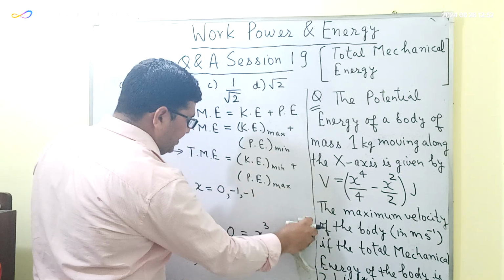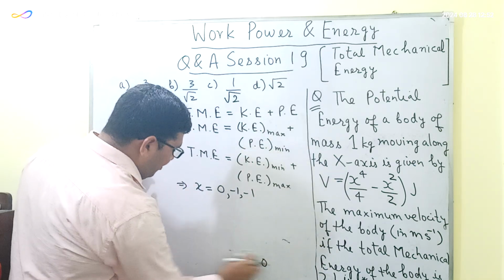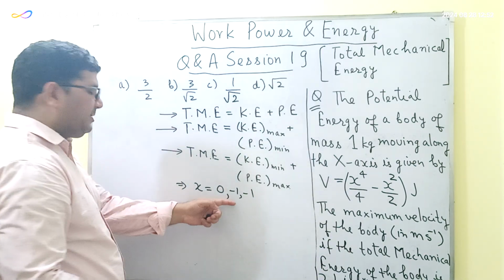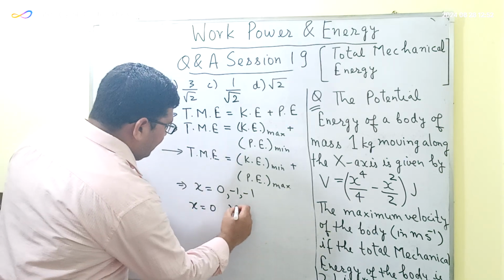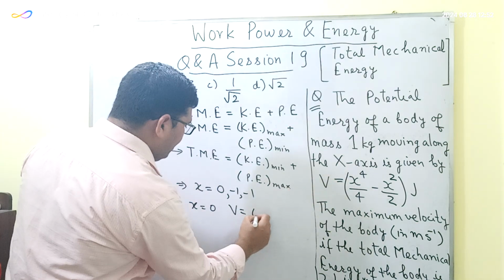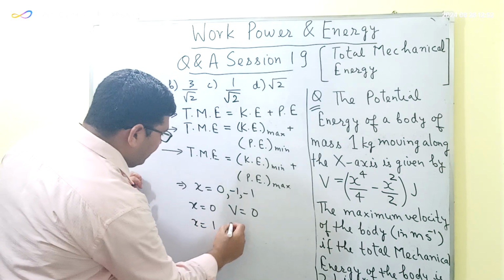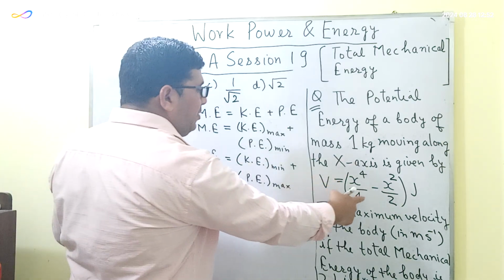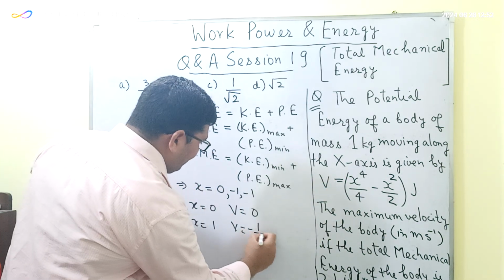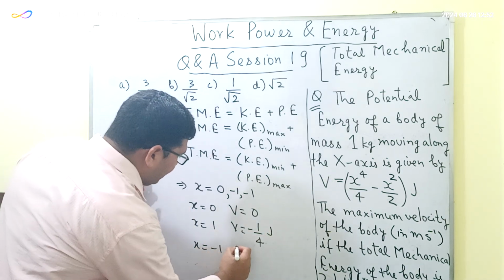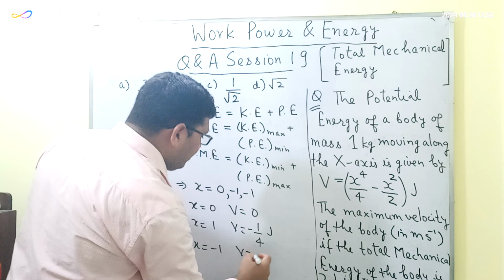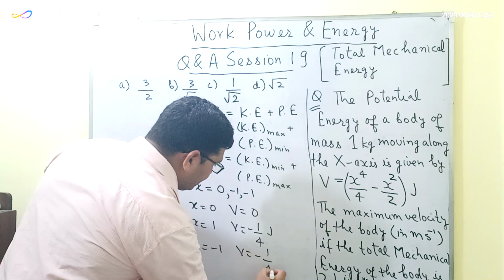So now what I will be doing is finding the value of the potential energy at these values. So at x is equal to 0, V will be equal to 0. At x is equal to 1, V will be equal to 1 by 4 minus 1 by 2, which is equal to minus 1 by 4 joules. And at x is equal to minus 1, V will again be equal to minus 1 by 4 joules.